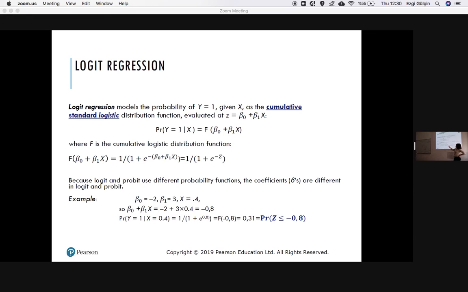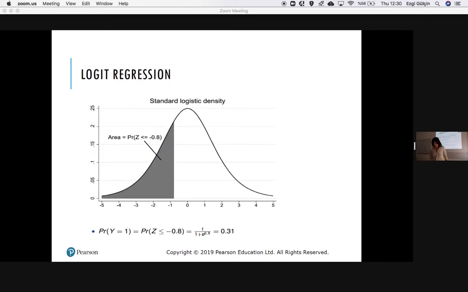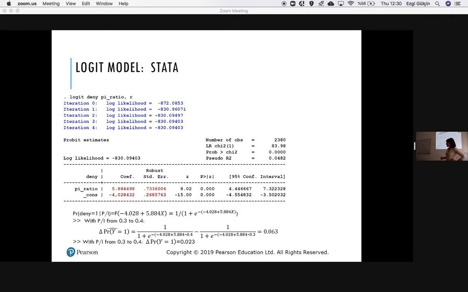We can write this also in terms of f of z to say that this is another nonlinear function with respect to the normal distribution. And again, this is just by using the interpretation through the logistic density function. This is the area below the density function at z equal to -0.8, and this is equal to 0.31 in this case. Okay, so it's basically the same idea. We are just using another function.